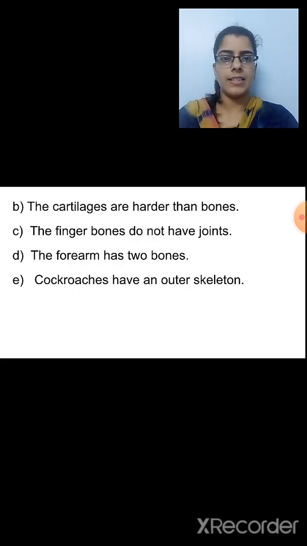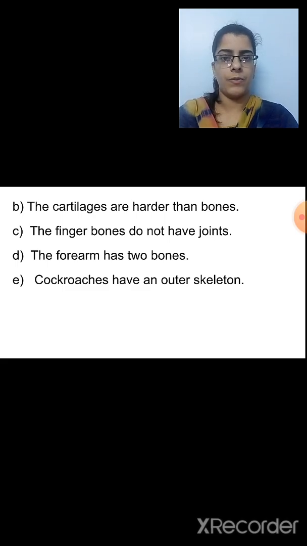Second, the cartilages are harder than the bones. False. Bones are harder than the cartilage. Third is, the finger bones do not have joints. We have studied that our fingers bend. So, is it possible for our finger to bend if it does not have joints? No, it's false. Our fingers have many joints.